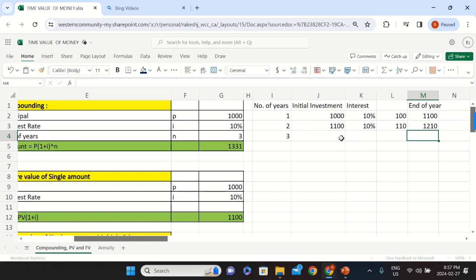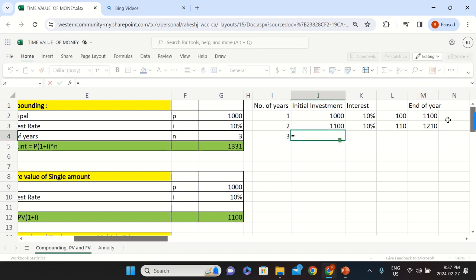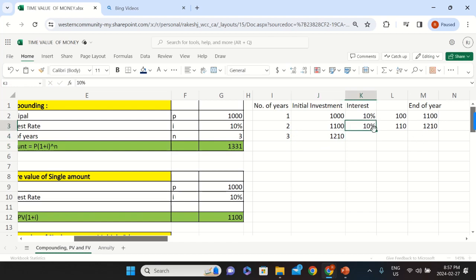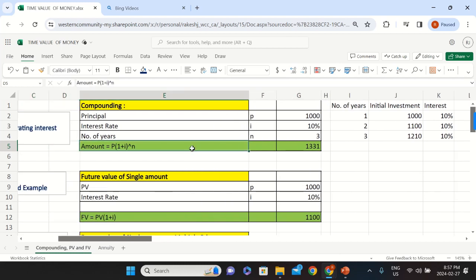This amount will be at the end of the second year, so that will become the opening balance for the next year, the third year. The 10% is the rate of interest, and the interest on this will be 121, and making a total of this, the total will be 1331. So exactly the same figure. So manually we have calculated, and there is one formula, with the help of which we have calculated the compounding interest rate and compounding amount, right?